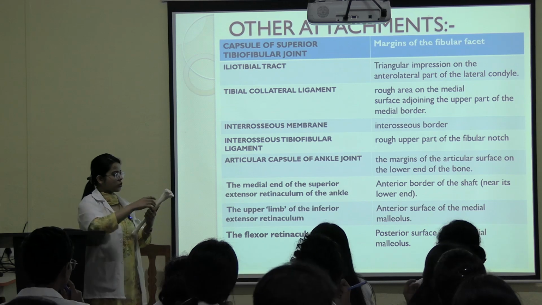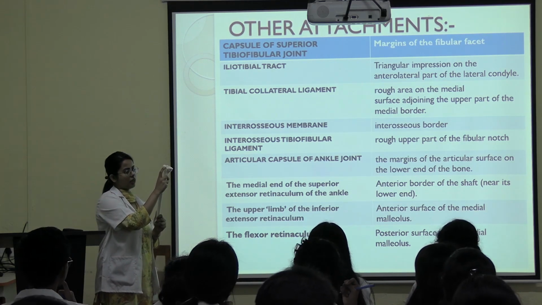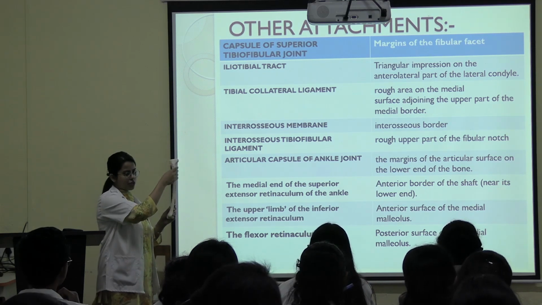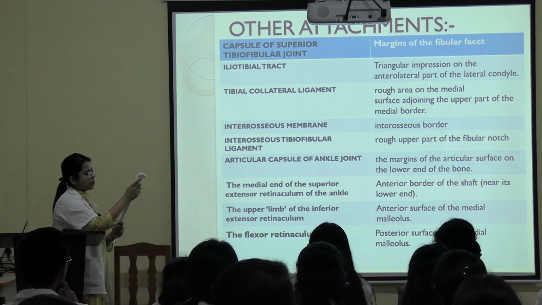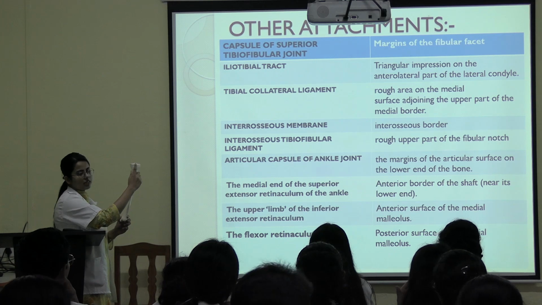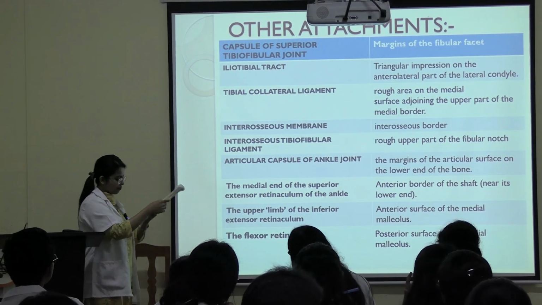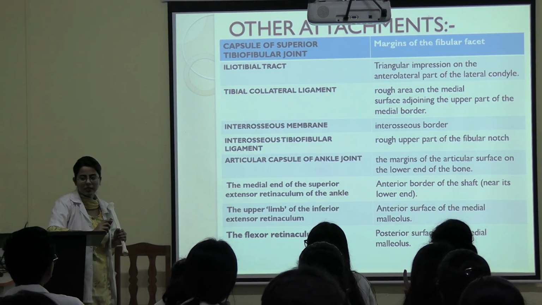So superior tibiofibular joint around the margins of this articular facet. Interosseous membrane will be in the interosseous border, with which it will connect with fibula. Iliotibial tract in the triangular impression in the lateral condyle of the tibia. Rest understood? Extensor retinaculum, superior, inferior.